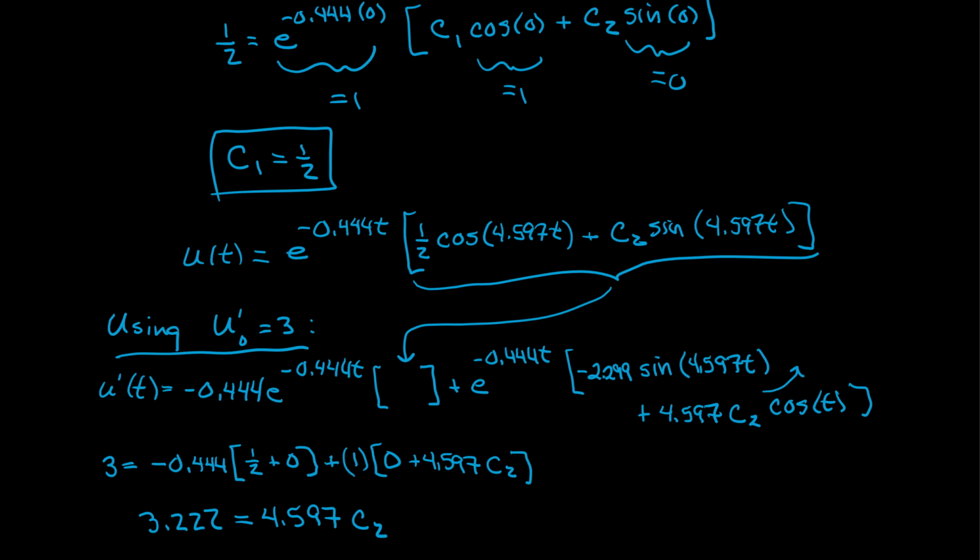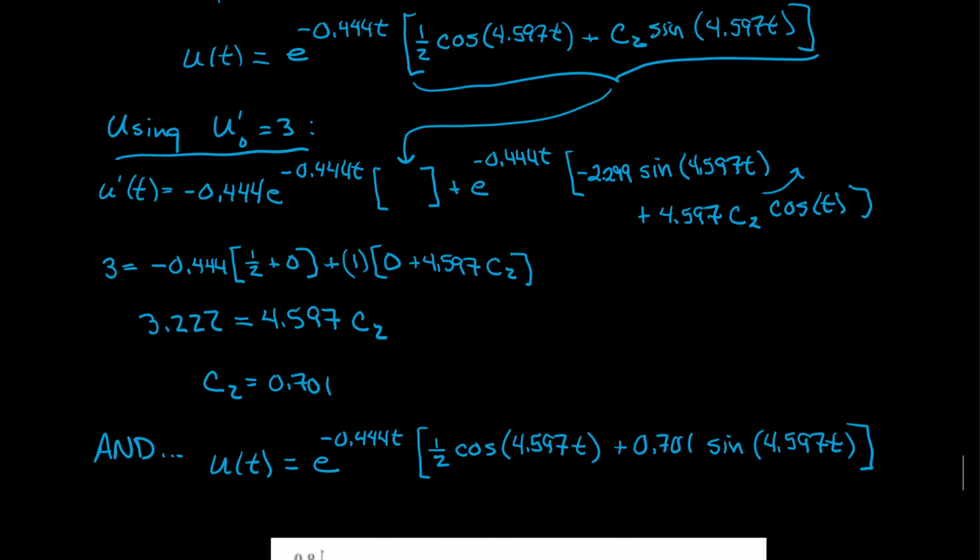Now comes the fun part. We need to compute the derivative. It's going to be a product rule. Okay, so when we work on the product rule here, we're going to take the derivative of this, which is going to give us a negative 0.444 e to the negative 0.444t times everything in the brackets, which is the second term. Plus, then we're going to have the first factor, the e to the negative 0.444t times, now we need to do the derivative of this second factor.